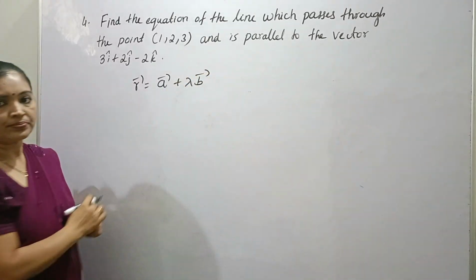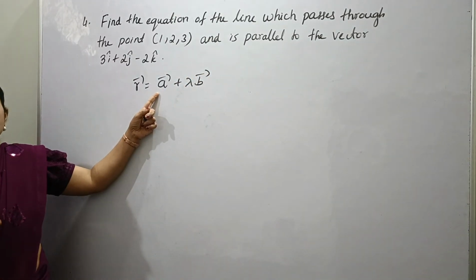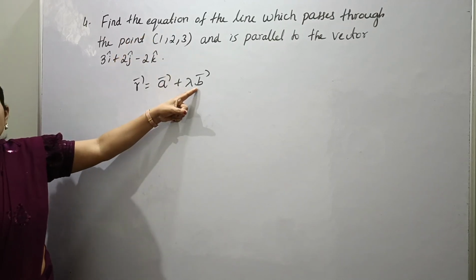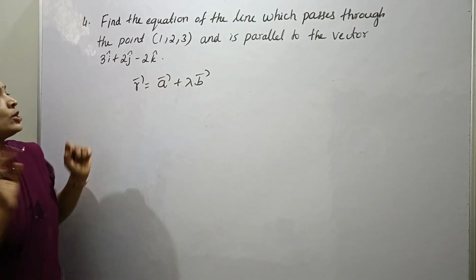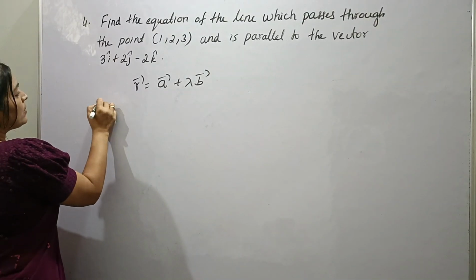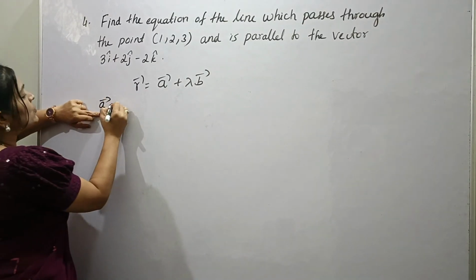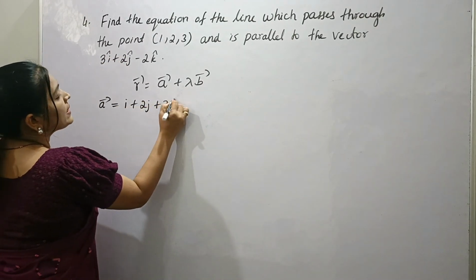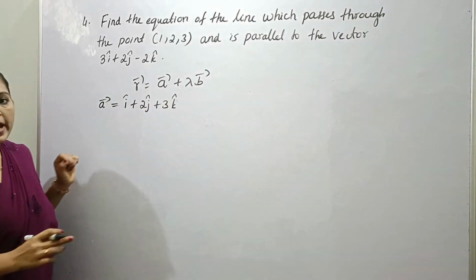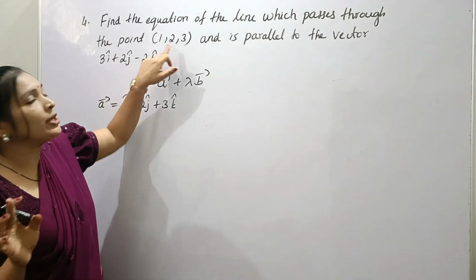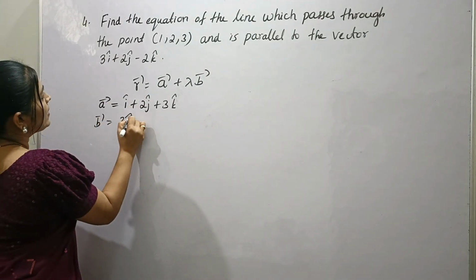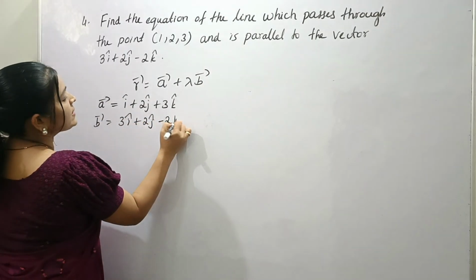Vector r is equal to vector a plus lambda vector b. Here, vector a is the position vector of a point on the line, and vector b is the parallel vector. So let's find the position vector. That is, vector a is equal to i + 2j + 3k, the position vector of a point on the line. And vector b is equal to 3i + 2j − 2k.